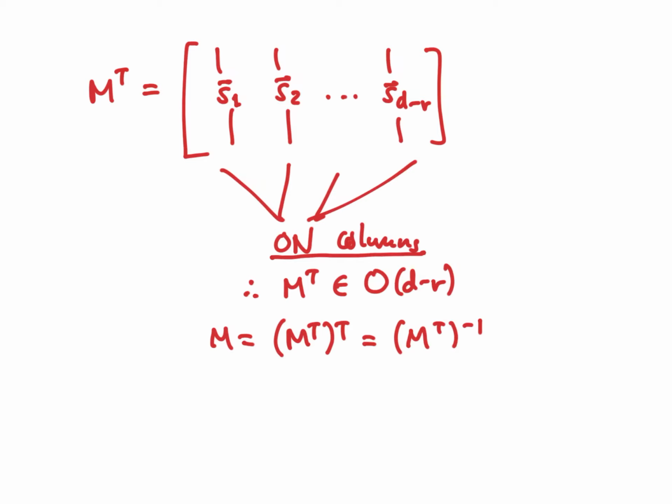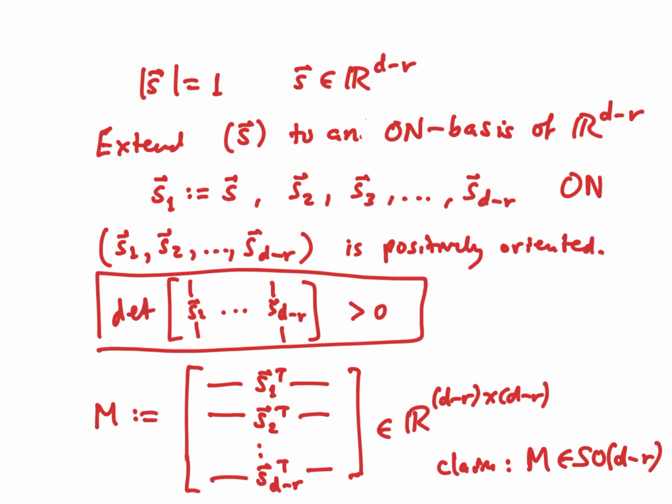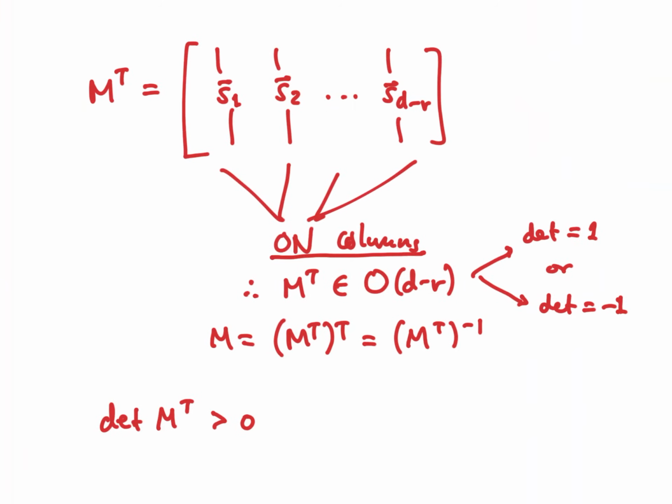Okay, so the fact that it has orthonormal columns implies that it is an orthogonal matrix. But what about special orthogonal? Well, you have to remember that every orthogonal matrix has determinant equal to 1 or determinant equal to -1. But because we know that the determinant of the matrix M transpose is positive, that's what I said right here, we know that it can't be -1. Therefore, in fact, it has to be 1. So it is a special orthogonal matrix. It's an orthogonal matrix with determinant 1, and that means it represents a rotation.